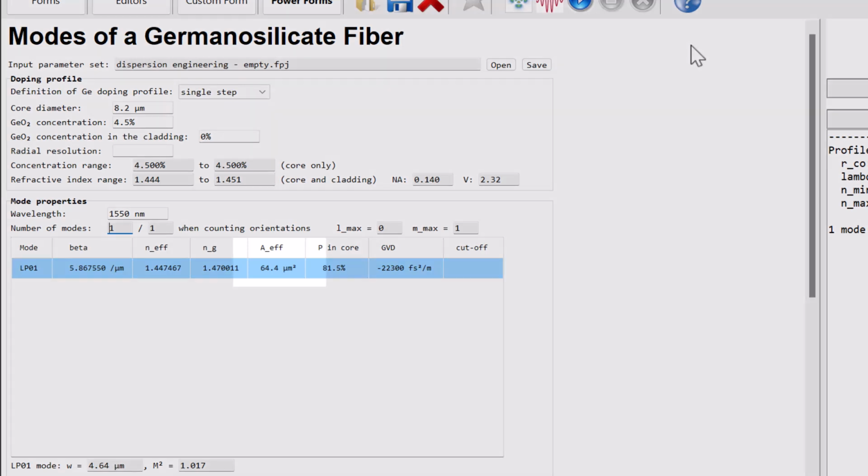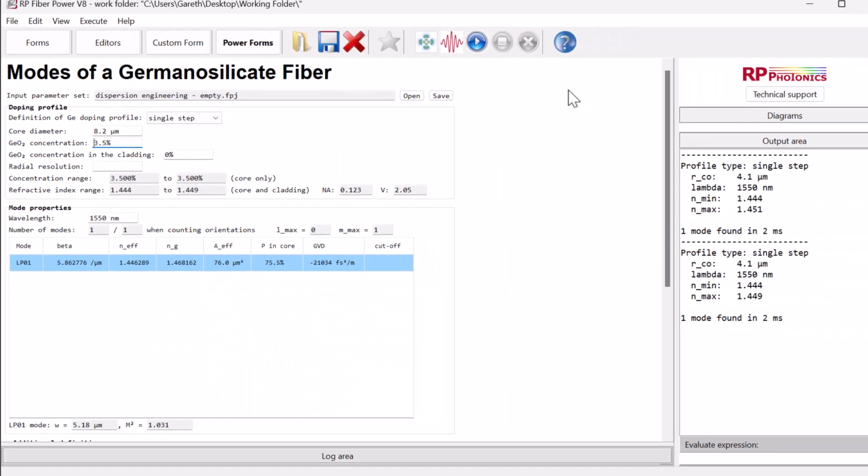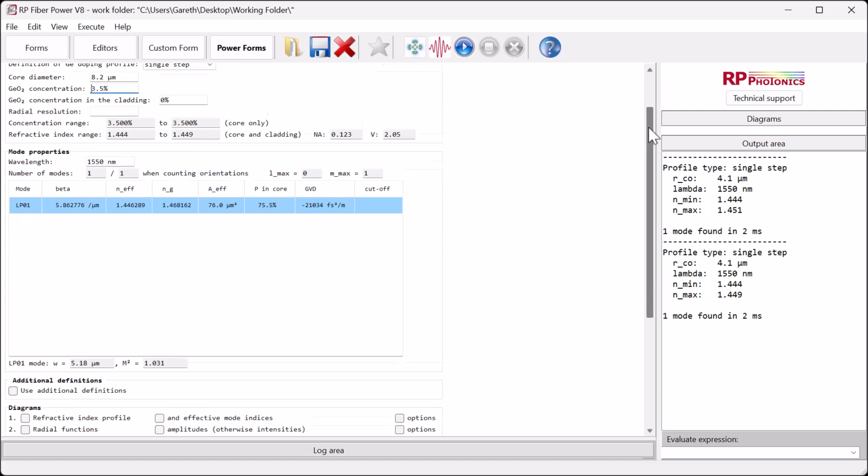However, we notice that the effective mode area is calculated to be just 64.4 square microns, whereas Corning specifies the effective mode area of approximately 87 square micrometers at 1550 nanometers. So, we reduce the germanium dioxide concentration in the core to 3.5%. This adjustment results in a numerical aperture of 0.123 and an effective mode area of 76 square microns. Still a bit low, but closer to our target.